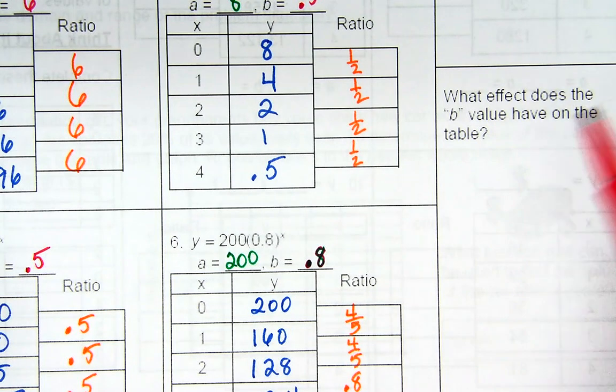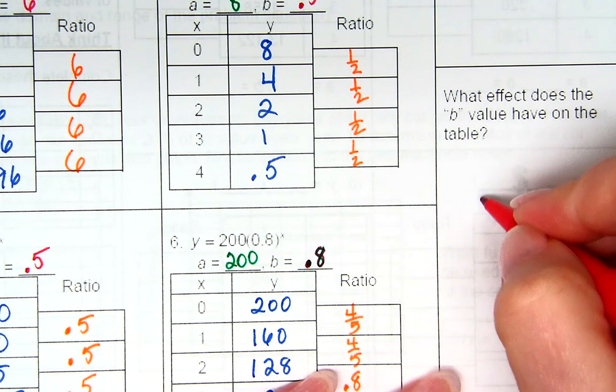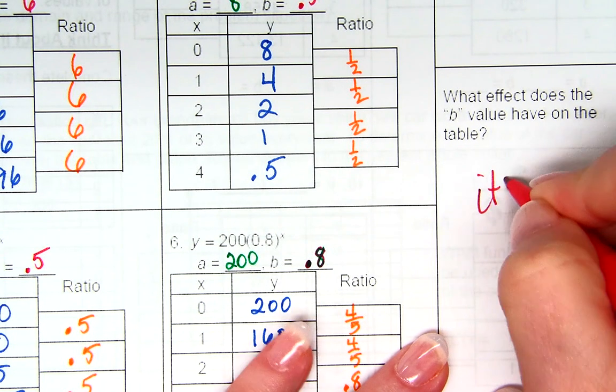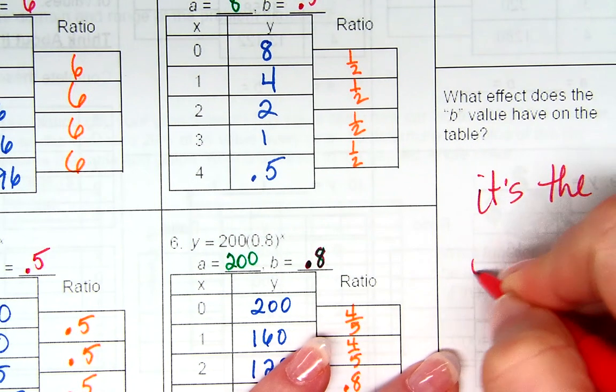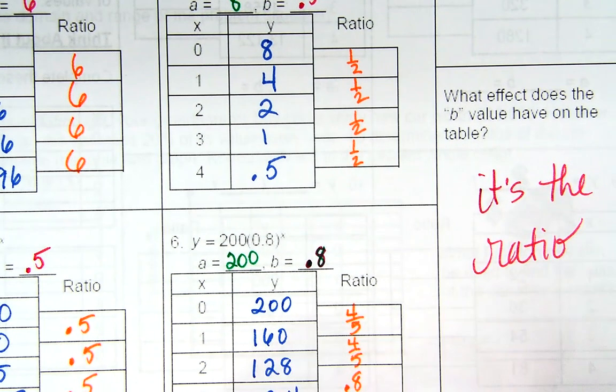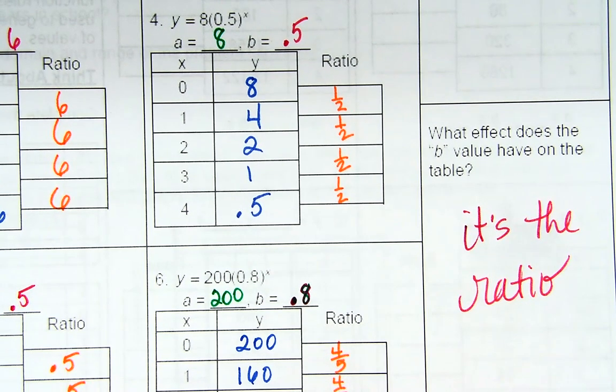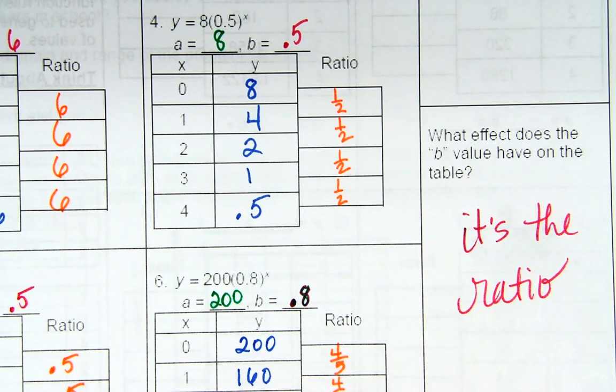What effect does the b value have on the table? It's the rate of change. Or ratio. It's the ratio. Now, for the record, I didn't say rate of change because rate of change is usually like a slope, right? And this isn't linear, so I'm just going to keep the word ratio. Does that make sense? Okay. I knew what you were saying. That's why I just asked you to fix your vocabulary. Because that's how it changes. That's exactly right, though, isn't it? Okay. Any questions so far on what we've talked about so far?